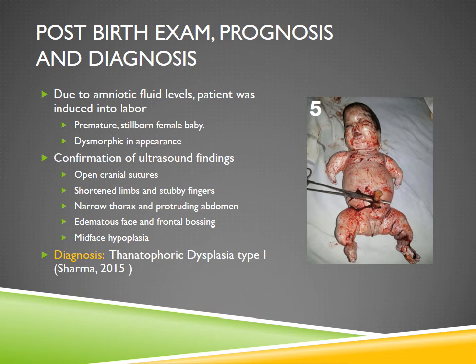Due to her lack of appropriate amniotic fluid, the patient was induced into labor, delivering a premature female baby. The baby did not cry and was noted as stillborn, looking dysmorphic. Sonographic findings were confirmed upon examination after birth with open cranial sutures, shortened upper and lower limbs with stubby fingers, and a narrowed thorax with protruding abdomen. Also noted was the presence of edematous face and frontal bossing, midface hypoplasia, and other facial anomalies. These anomalies, along with the ultrasound diagnosis of the bowing and shortening of the bones, led to the diagnosis of thanatophoric dysplasia type 1.